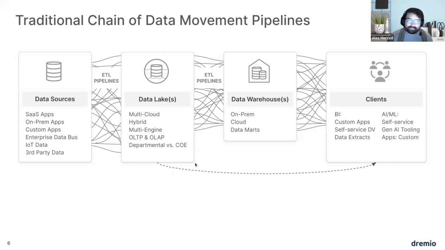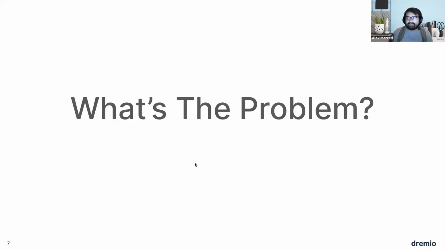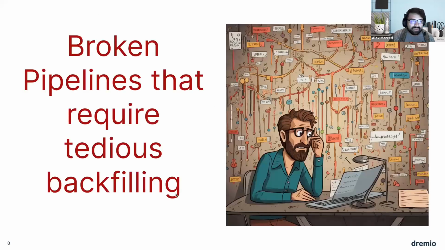Okay, so what's the problem? Well, one broken pipeline requires tedious backfilling, because all the data ends up being wrong. Depending on how your system is set up, you might have to go correct that data manually. So you have to figure out which data is the bad data, and then figure out what is the good data, and basically rebuild data sets and do what's referred to as backfilling, which can be really tedious and time consuming.